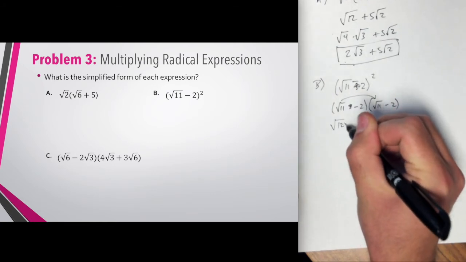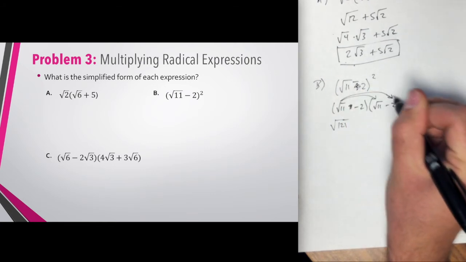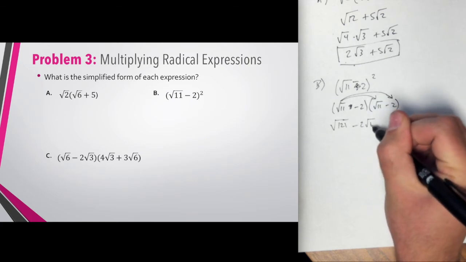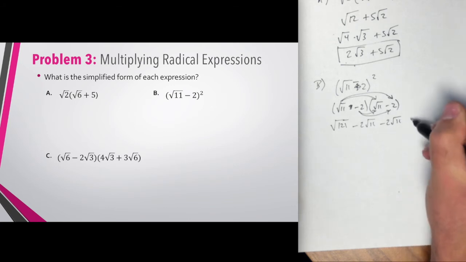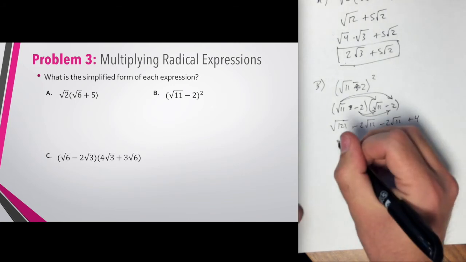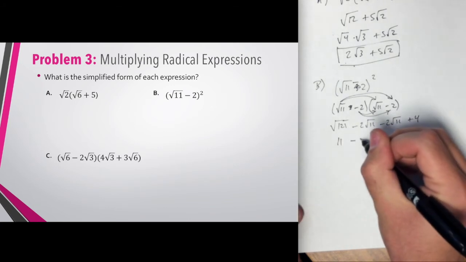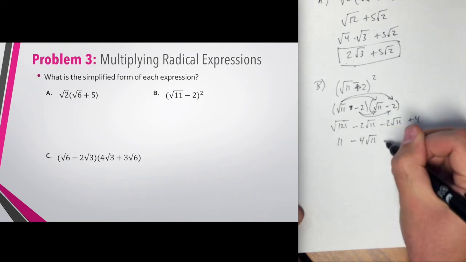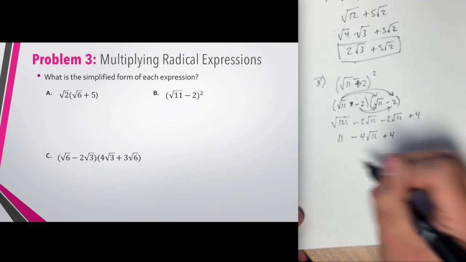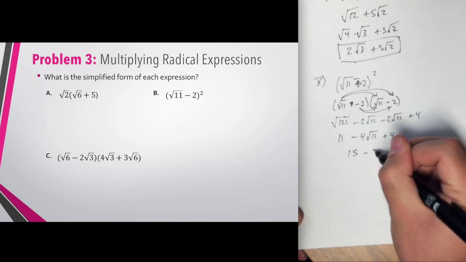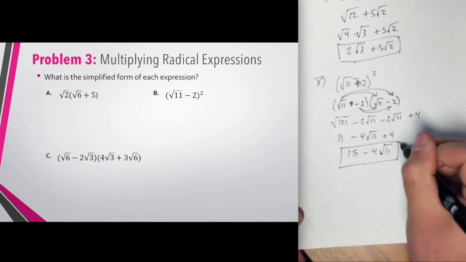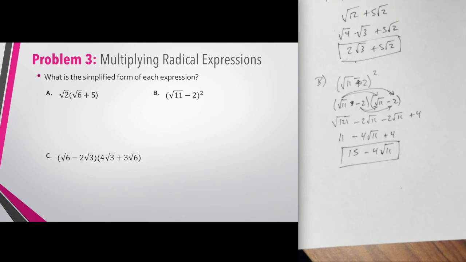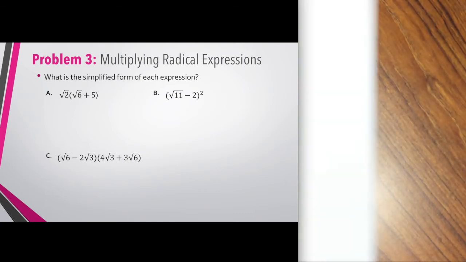Square root of 121 minus 2 square roots of 11 minus 2 square roots of 11 plus 4. This becomes 11 minus 4 square roots of 11 plus 4. 11 plus 4 makes 15 minus 4 square roots of 11. Can't do anything else to that. Okay, so that's letter B. Let's finish that and do C.